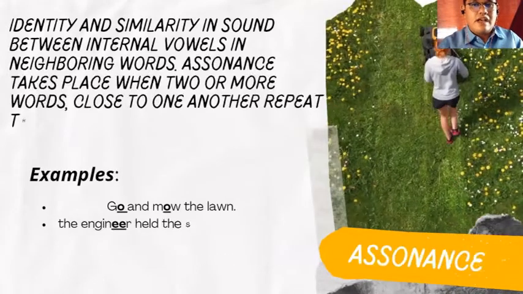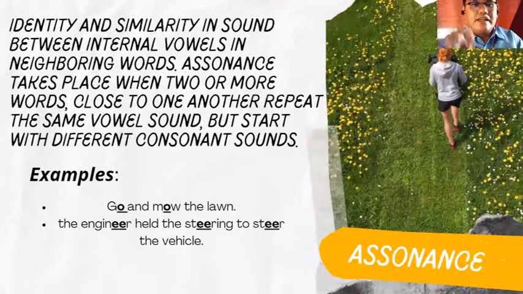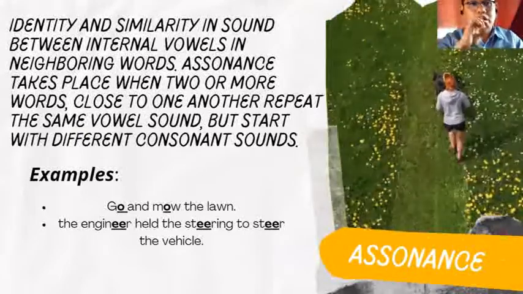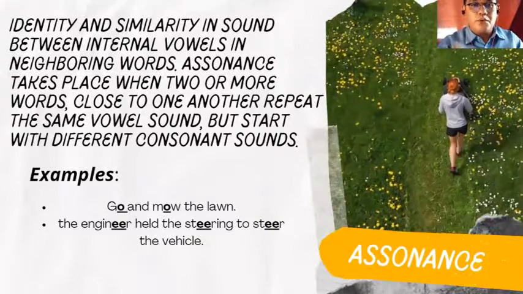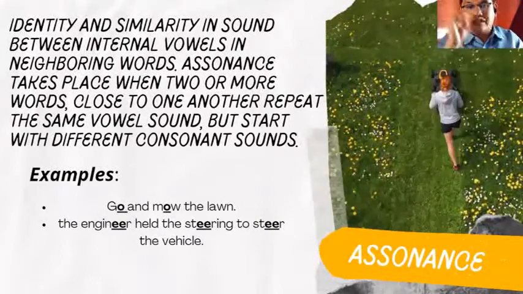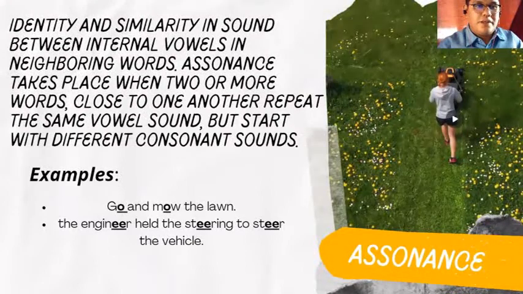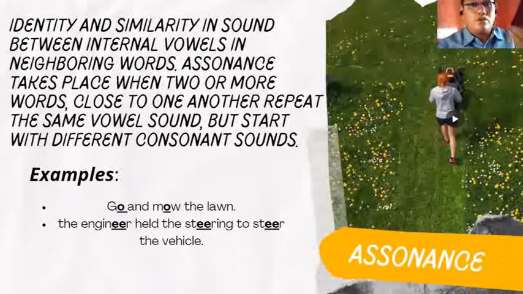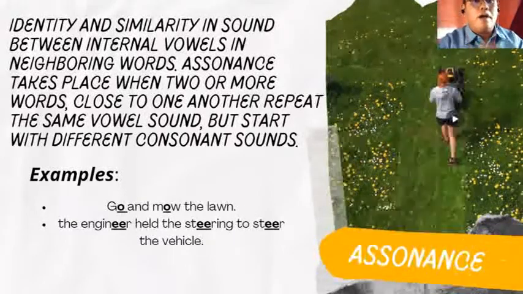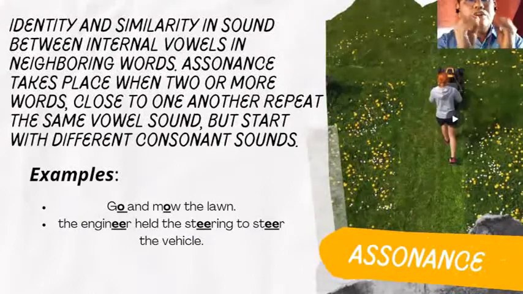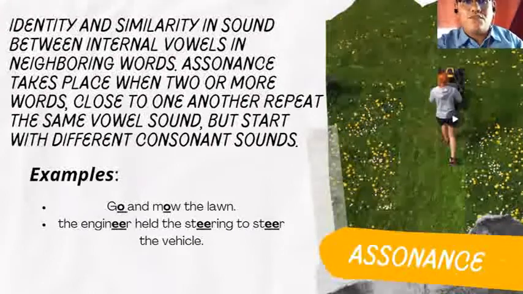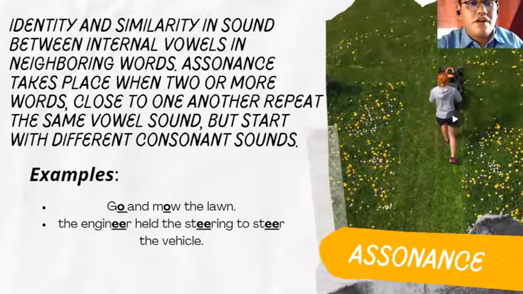Next is assonance. So sa assonance, guys, identity and similarity in sound between internal vowels in neighboring words. Assonance takes place when two or more words close to one another repeat the same vowel sound but start with different consonant sounds. Kung kanina sa alliteration, guys, pareho yung umpisang consonant sound. Dito, guys, magkakaiba siya. Pero saan sila nagkakatulad? Yung nasa gitna or yung internal vowels nila. Yung internal vowel sound.